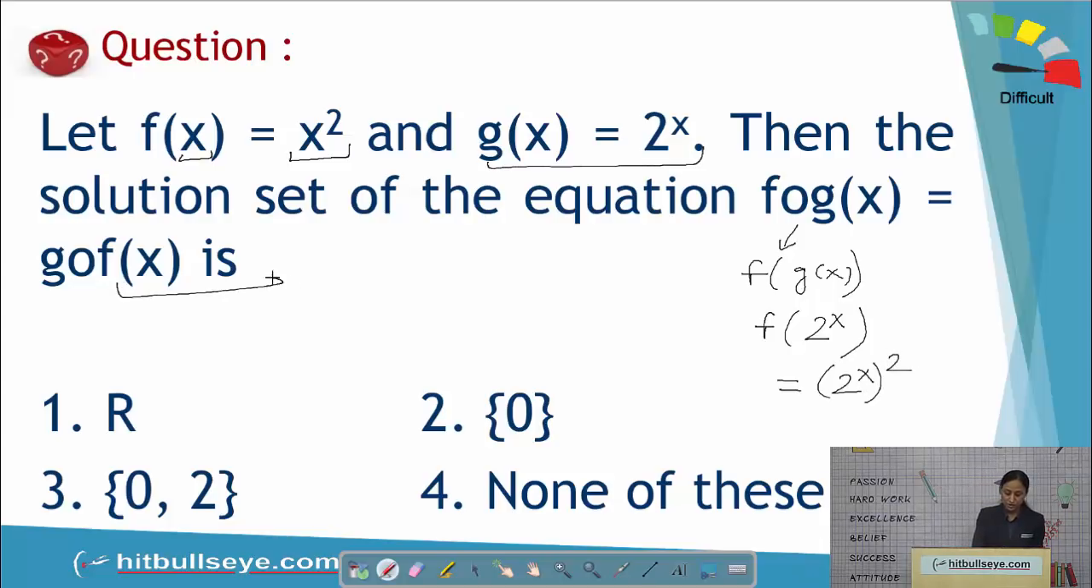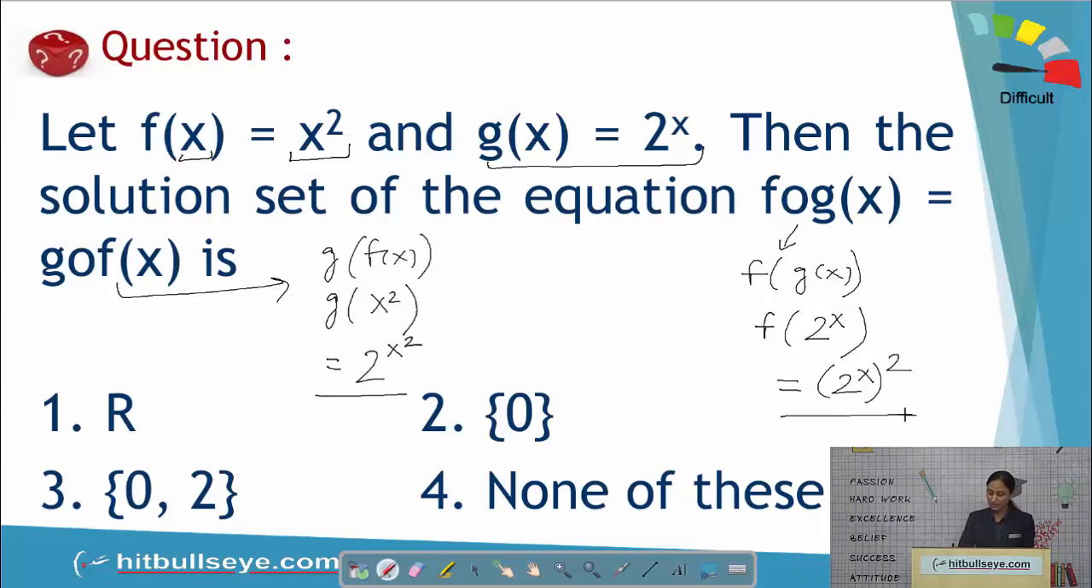Now come down to g of f of x is g of f(x). f(x) is defined as x square. Now I have to apply g on this, and what does g do to its input? g basically takes its input raised to power 2. So I will have g of x square as 2 raised to power x square. So this is g of f(x) and this is f of g(x).